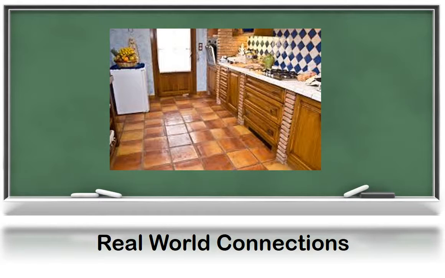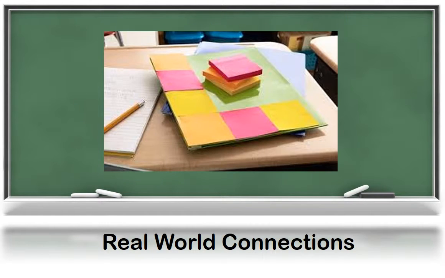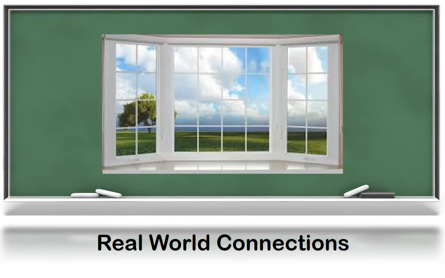Here are some examples of area you would want your child to look for. Square tiles on a floor. Measuring to find the area of a carpet or wood floor. Using post-it notes or square units to cover a space and determining how many of those units it took. Area rugs. And square window panes on a window surface.